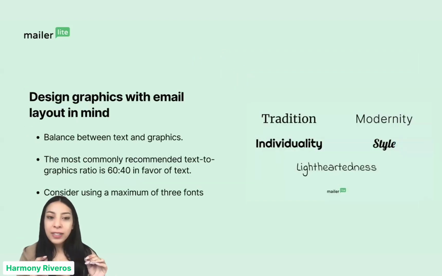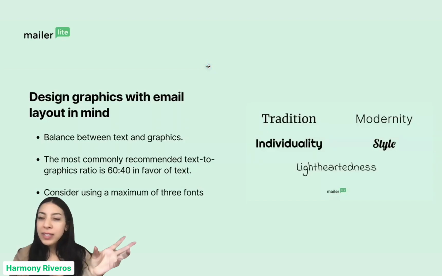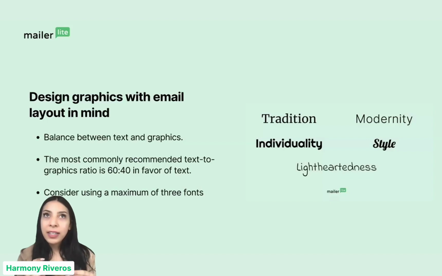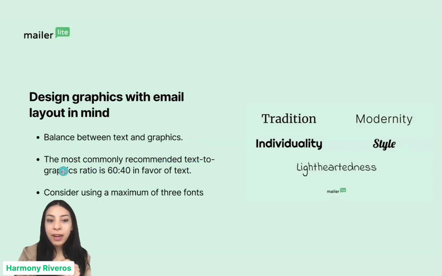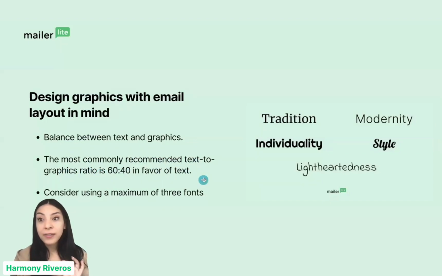Okay, so talking about text and graphics when it comes to design and the relationship between the two, how to balance text and graphics. So you do want to balance your newsletters with text as well as a bit of images. This concept is not necessarily for everyone. If you are used to communicating with your subscribers mainly, let's say, through rich text where it's just content, just text, no graphics, this can depend on your audience as well, but the most commonly recommended text to graphic ratio is 60-40 in favor of text.